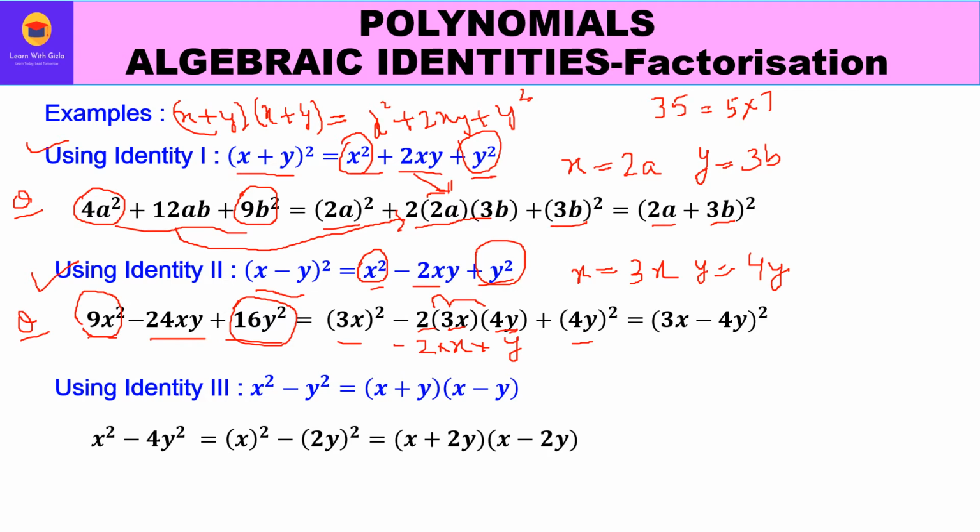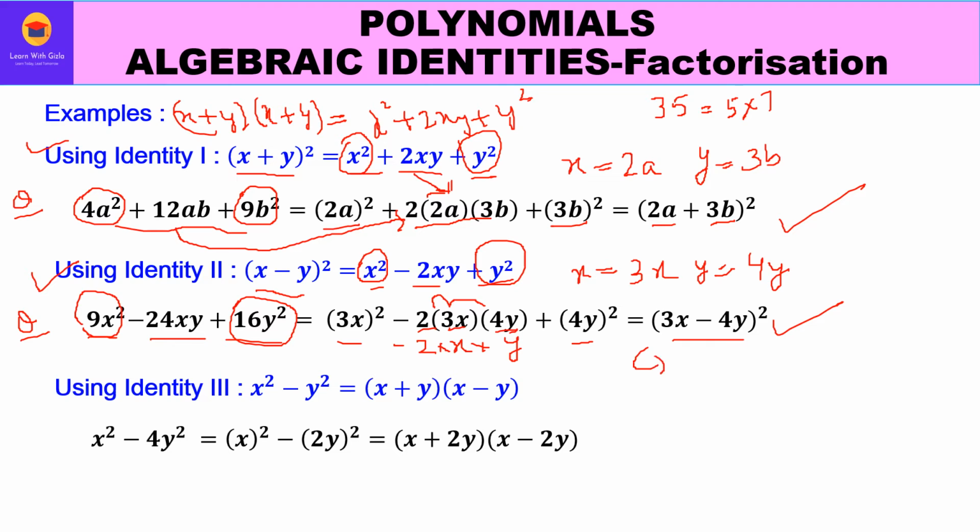Now the identity says if the product is this, the factors are (x minus y) whole square. That means both are negative. Both the factors are negative. In identity 1, we have both the factors positive. Over here, we will have both the factors negative. So we have x, that is 3x, and y, that is 4y. So x minus y will become 3x minus 4y.